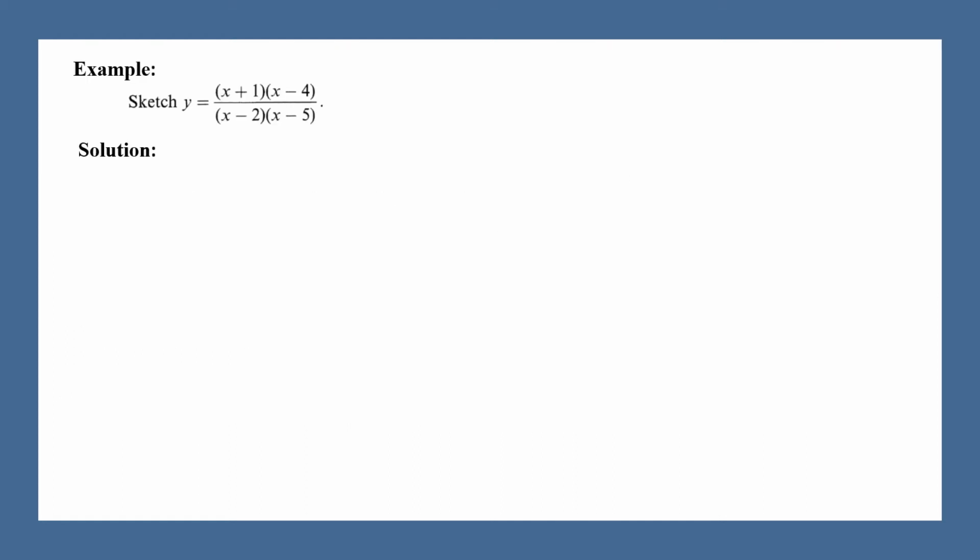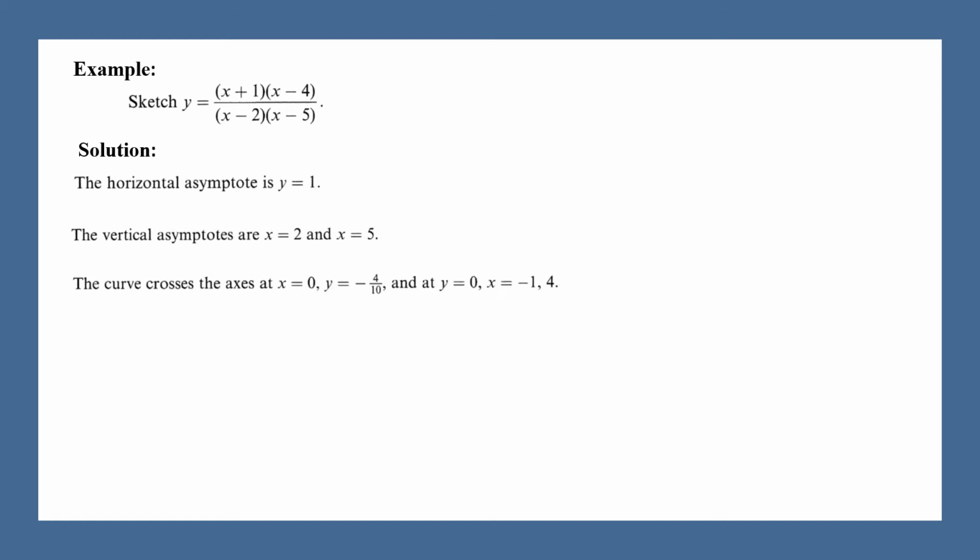Let's take this example and sketch this curve using the steps that we saw in the previous slide. The question that is given to us is y is equal to x plus 1 times x minus 4 divided by x minus 2 times x minus 5. The first key feature that we are finding is the horizontal asymptote, which is y is equal to 1. The next one is the vertical asymptote. They are x is equal to 2 and x is equal to 5.